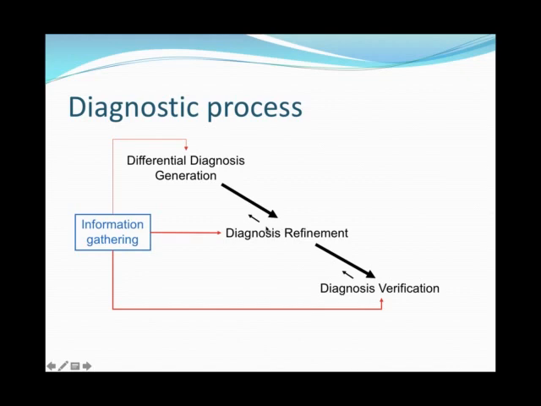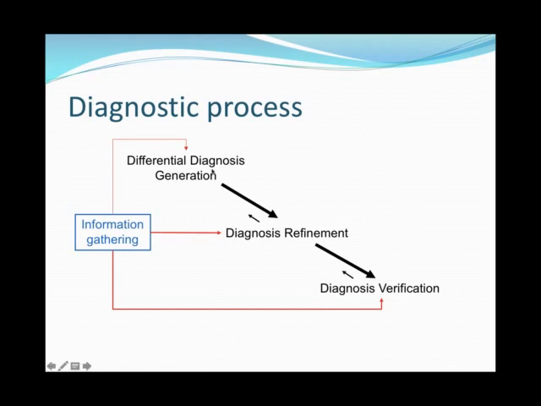Then I might go backwards and change my differential diagnosis. Now I think it's more likely that it's a pneumonia, or more likely that it's asthma. So I ask a couple more questions about asthma, and then I think, okay, yeah, it is asthma. Then we go down to the bottom, and we do a diagnosis verification. This might be a lab test, or a chest x-ray to confirm that yes, it is pneumonia, or this is COPD, or this is heart failure.